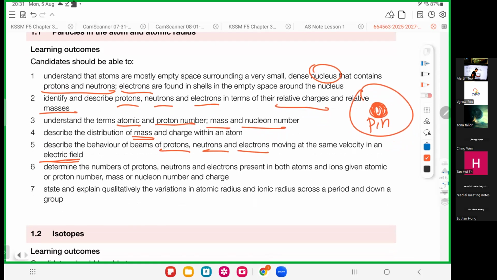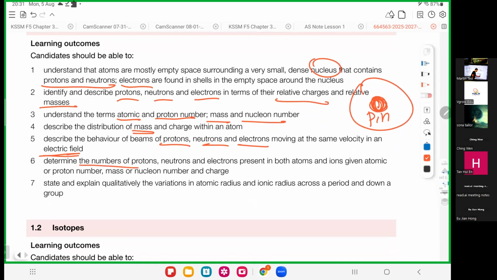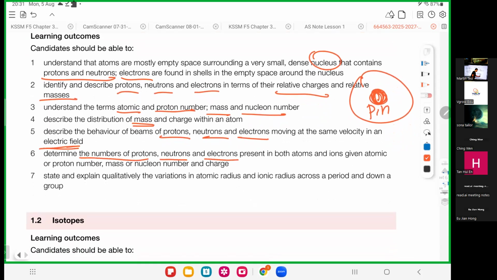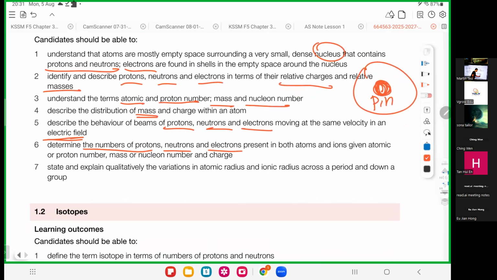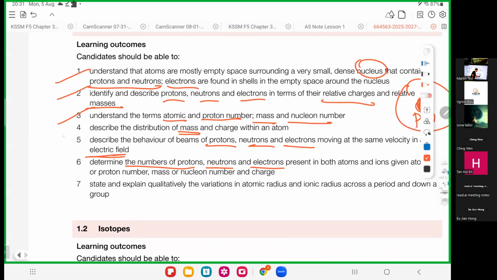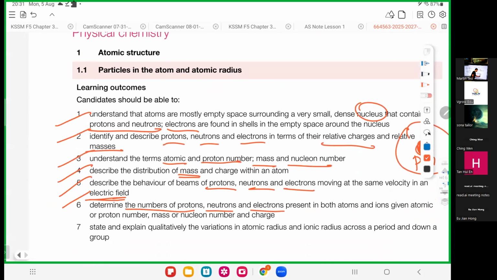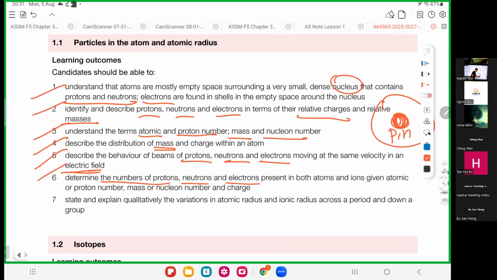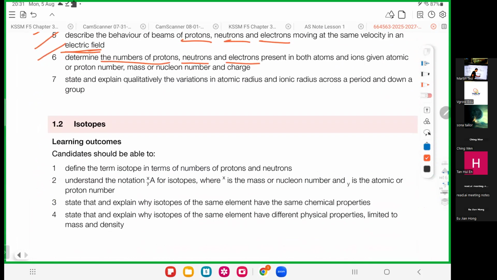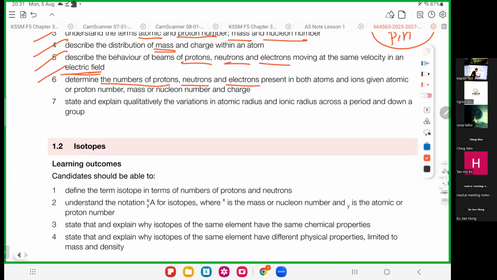Okay, so find the proton, neutron, electron in the standard representation. Not very hard, right? That's why this is good. When you have this checklist, you will know what you need to learn. As simple as that. So yeah, standard representation, all these things.